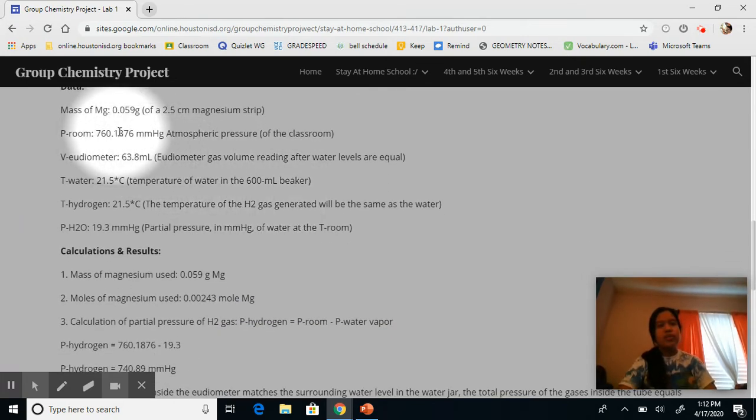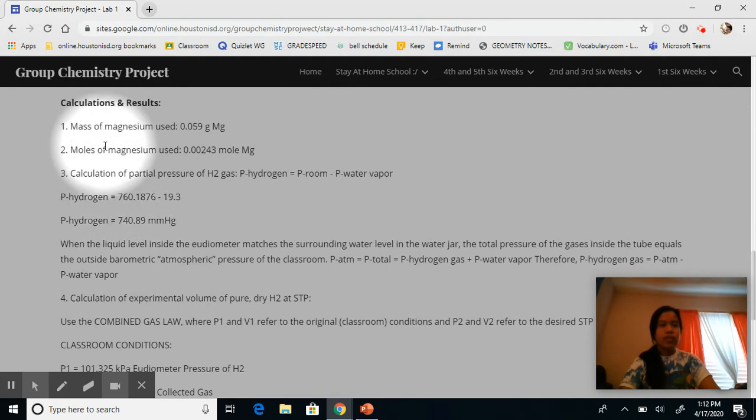Data. The mass of the magnesium was 0.059 grams and the P room was 760.1876 mmHg. The V meter is 63.8 milliliters. The T water temperature was 21.5 degrees Celsius. The T hydrogen temperature was 21.5 degrees Celsius, and the PH2O was 19.3 mmHg.